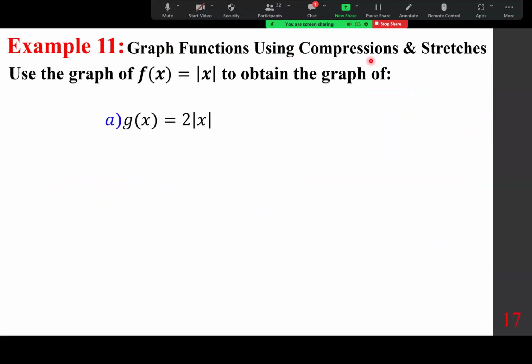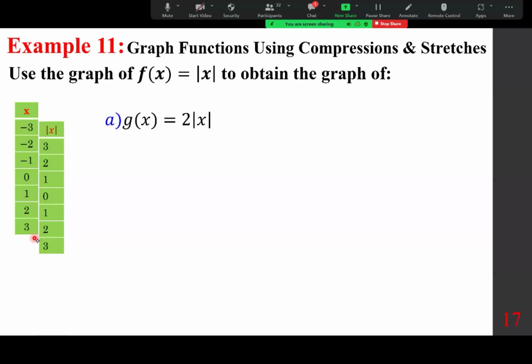Graph functions using compressions and stretches. Use the graph of f of x equals absolute value of x to obtain the graph of g of x equals 2 times absolute value of x. Basically, we know that if we choose a few numbers for absolute value of x, we get the same values, all of them positive. So this becomes 3, 2, 1. They remain unchanged. Okay, so that's something we know.